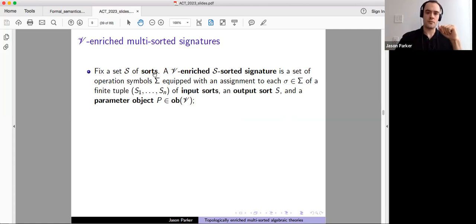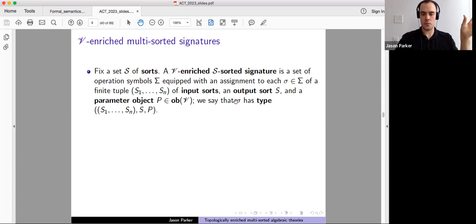Okay, so I will now describe the enrichment of the classical theories given such a V. We'll fix a set S of sorts as before, and we'll start with the signatures. A V-enriched S-sorted signature is a set of operation symbols sigma that assigns to each operation symbol, little sigma, a finite tuple of input sorts as before, an output sort as before, and the new ingredient is a parameter object P of V.